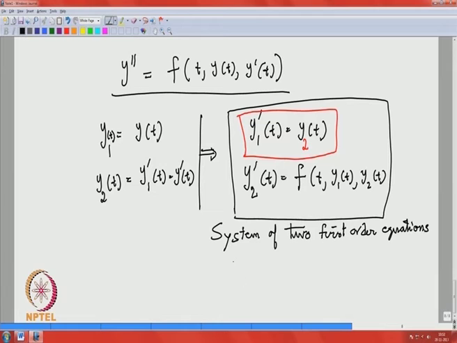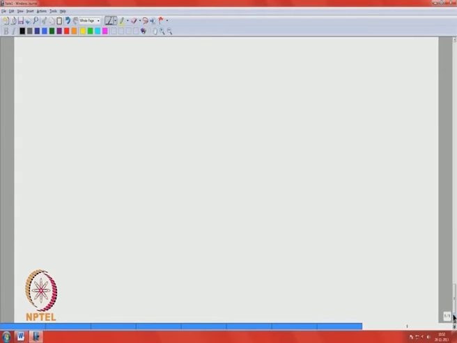So, it is a kind of nice problem: you need an initial condition for y1 at t naught, and you need an initial condition for y2 also. So, one of the possible forms, an initial value problem for a second order equation, looks like this. There may be other possibilities which you may see as the course proceeds.